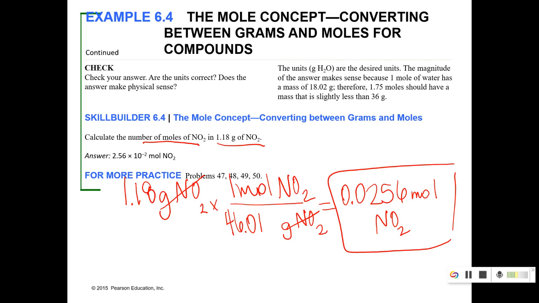Notice they put it in scientific notation. It's okay to do that if you want to leave your calculator in that mode, but you don't have to. This is the same value, 2.56 times 10 to the negative 2. But I just write it however my calculator shows generally.